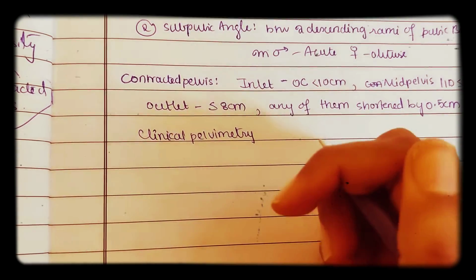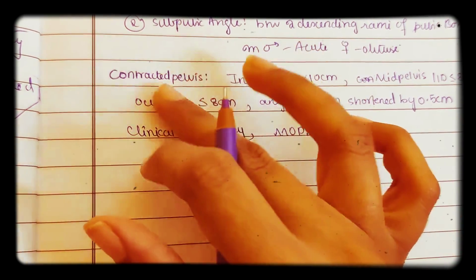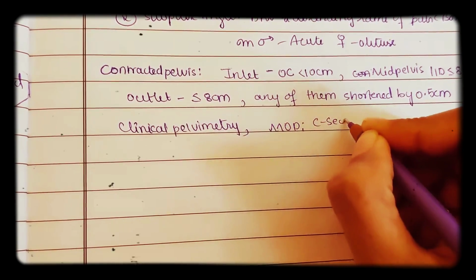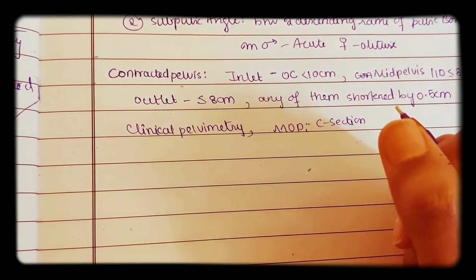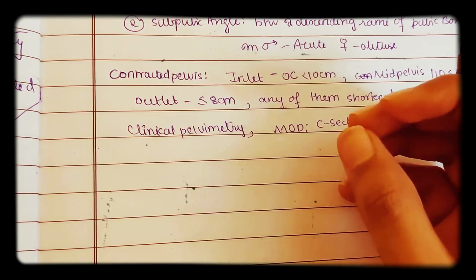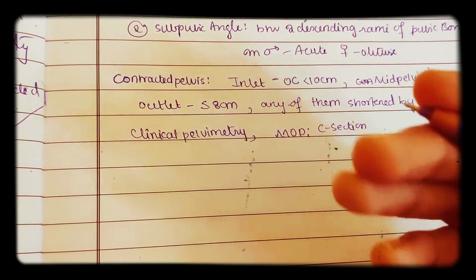Okay, so what is the mode of delivery? Always remember the mode of delivery in the case of contracted pelvis is always the cesarean section. So there is no role for trial of labor. We will not do the trial of labor because we already know the pelvis is contracted. So contracted pelvis is always an indication for cesarean section.